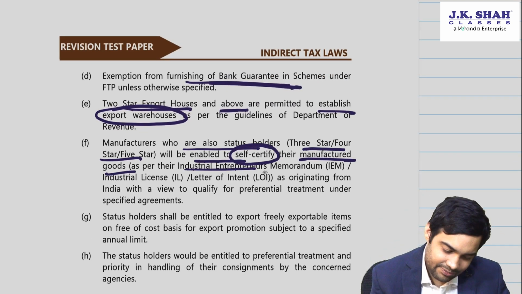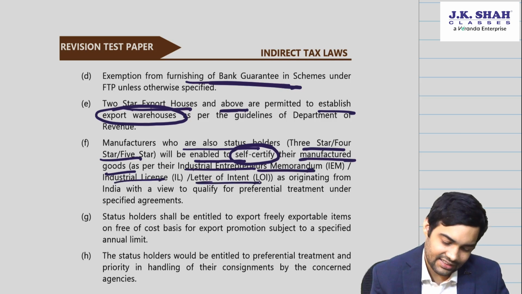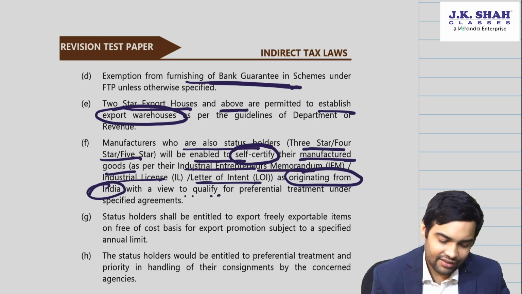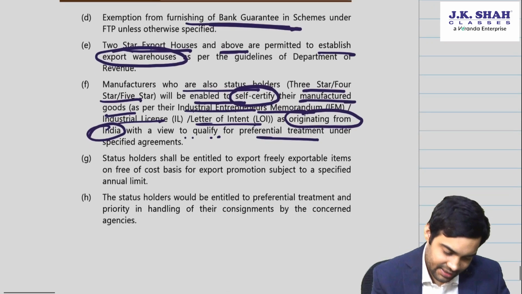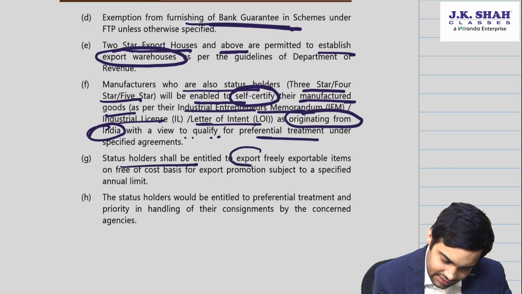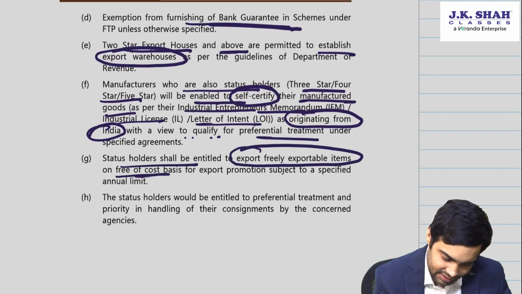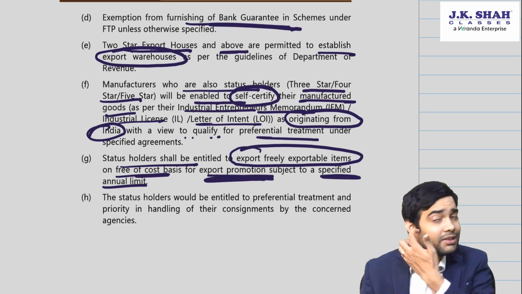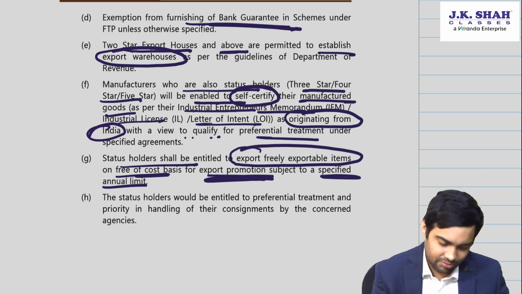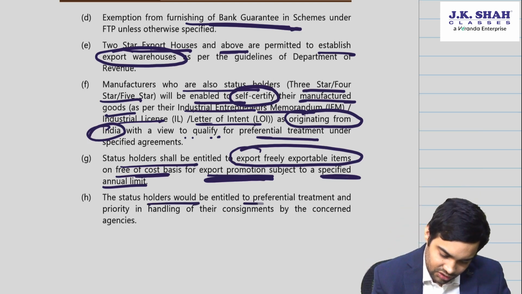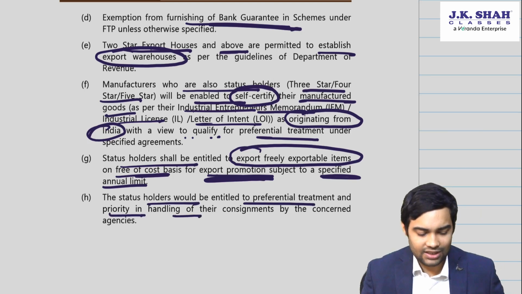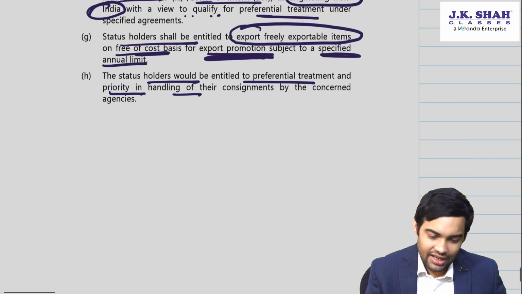as per industrial entrepreneurship memorandum, industrial license or letter of undertaking as originating from India with a view to qualify for preferential treatment. Status holders shall be eligible to export freely exportable items on free of cost basis for export promotion subject to annual limits. Annual limits the institute has not kept in your syllabus, so it would just be this. They also get preferential treatment and priority in handling of the consignments of concerned agencies. Clear? Okay, so this was your RTP.